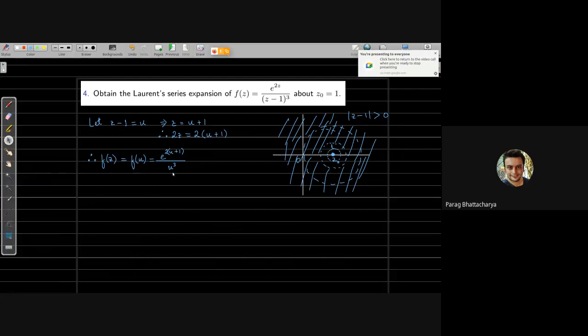All right, now let's try to simplify this a little bit. First of all, this power that we have, e to the power 2(u plus 1), we can write as e to the power 2u plus 2, divided by u cube. And this can be written as e to the power 2u times e squared, and I could just split it up like this, right? No problems there, okay?